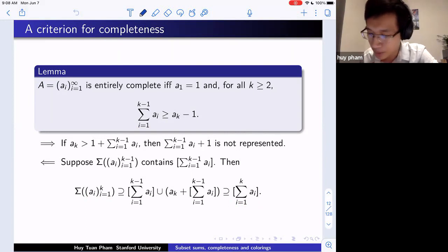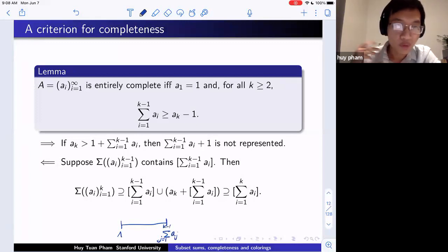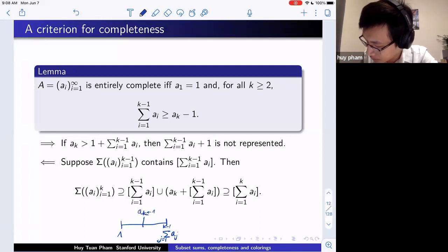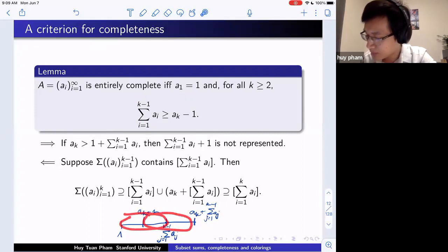If by induction we suppose that the set of sums of the first k minus 1 terms contains the interval from 1 to the sum of all these terms, then once we also allow adding the element a_k, we will simply get all of these previous sums and also those sums shifted by a_k. Right, so this is a_k plus 1 to a_k plus the sum of these a_j. And you can now quickly check that once this condition is satisfied, we can simply take the union of the old sums and the shifted ones, and that will be this longer interval here.